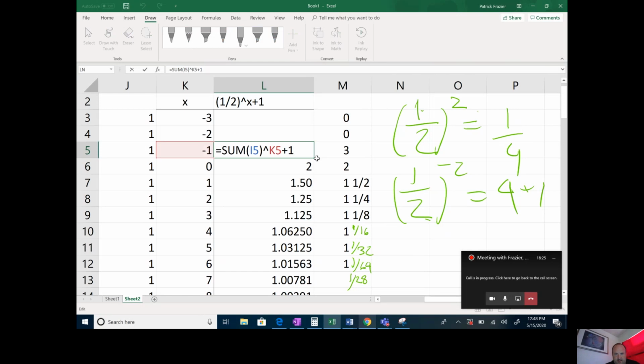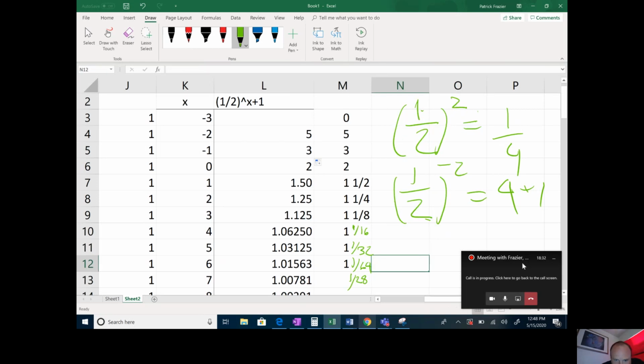So let me drag that up, if Excel will let me. 5, and then let's run through this a little bit faster. For 3, 1/2 cubed is 1/8, so 1/2 to the negative 3 power would be flipping that 1/8 upside down, right? So it'd be 8, and it's 1/2 to the x power plus 1, so 1/2 to the negative 3 power plus 1 would be 8 plus 1, which would equal 9.